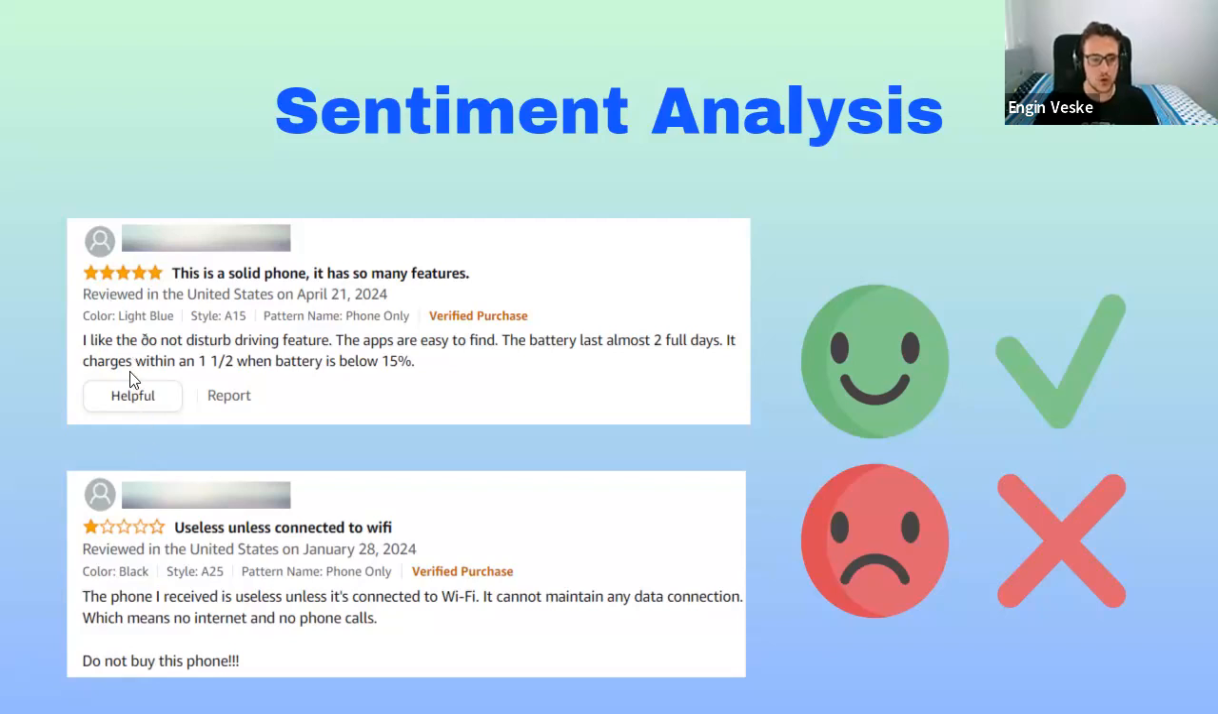Because if you look at the first comment, it says it's a solid phone. It says it has so many features, and it uses some positive words like easy to find. It also says the battery is really good for this phone. And if we look at the second comment, it says it's useless. It suggests you not buy this phone. So this is what sentiment analysis is all about. We can understand the emotion of the user, or the positivity or negativity of the input, just by analyzing it. This is what we call sentiment analysis.